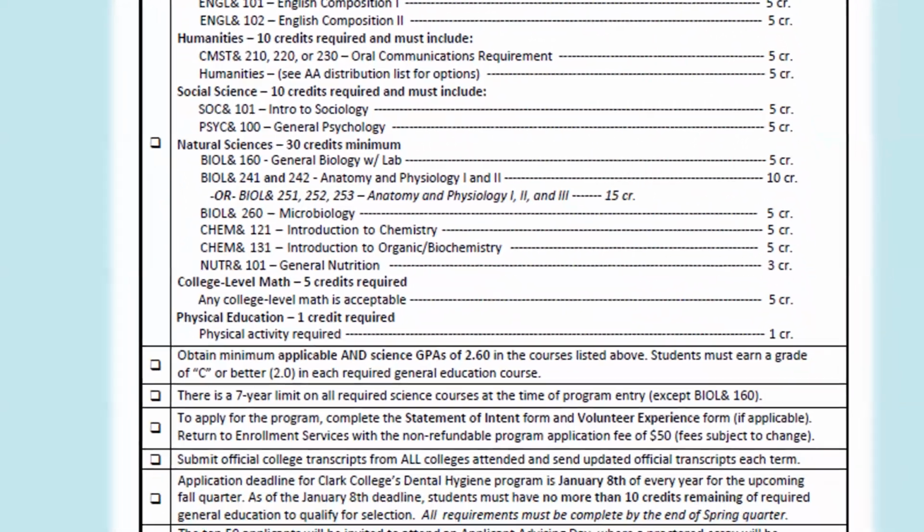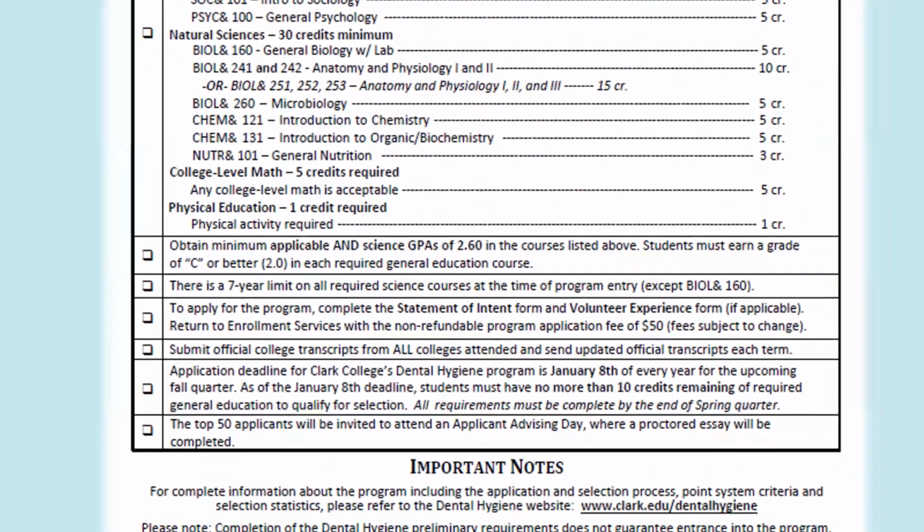Some additional details that we'll notice towards the bottom of the checklist is that there are some minimum requirements in terms of GPAs. Please note that meeting the minimum requirements does not typically result in an applicant being competitive. At minimum, an applicant must have an applicable and science GPA of a 2.6 in the courses listed above. Students must earn at least a C or better, which is considered passing in each required course.